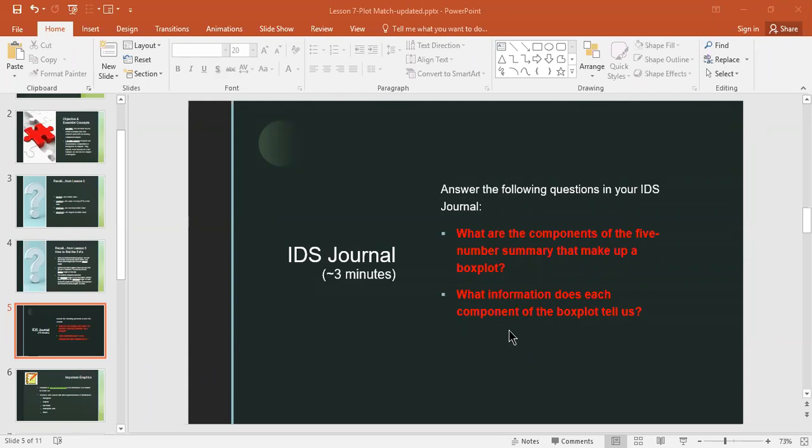All right, ladies and gentlemen, that is our time. So our 2 questions: what are the components of the 5 number summary that make up a box plot, and what information does each component of the box plot tell us? Okay, let's see. Maya, can you please answer our first question for us?